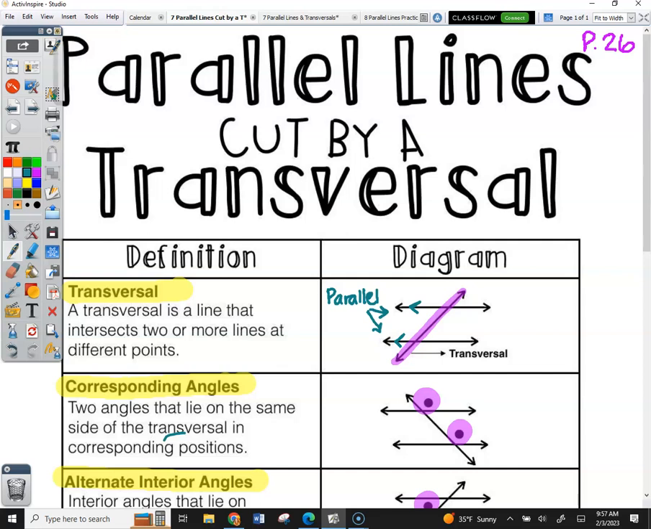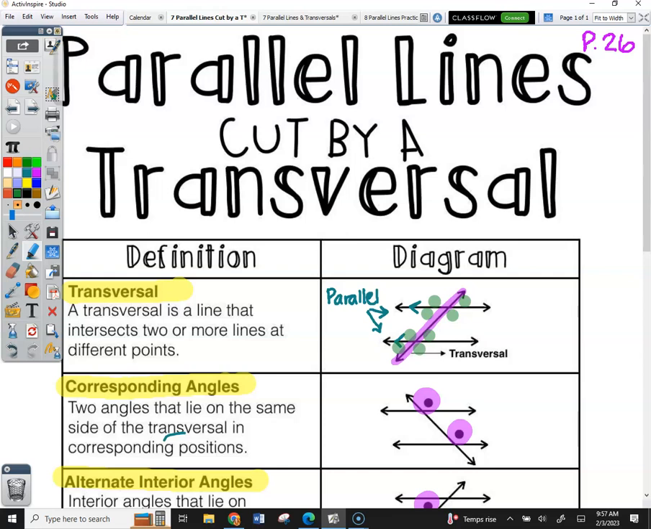Here's why it's important. When you have parallel lines cut by a transversal, 8 angles are formed. 1, 2, 3, 4, 5, 6, 7, 8. Anytime two parallel lines are cut by a transversal, bam, 8 angles are formed. Every time, okay? Those angles have names.